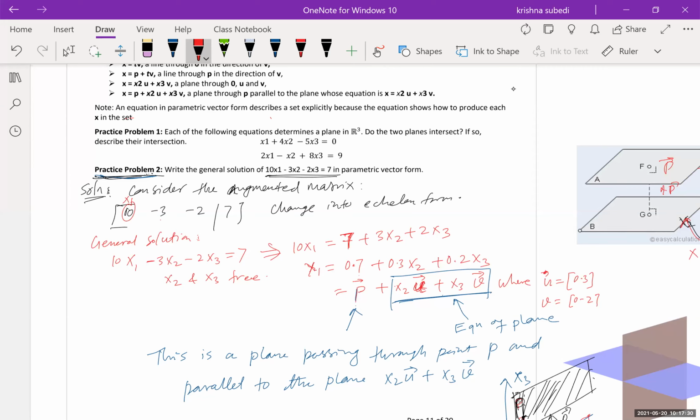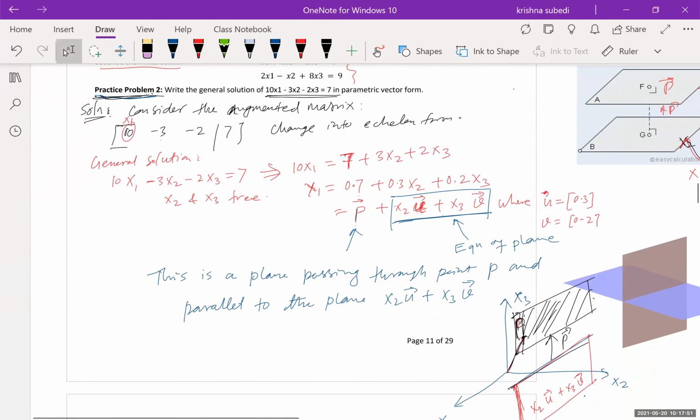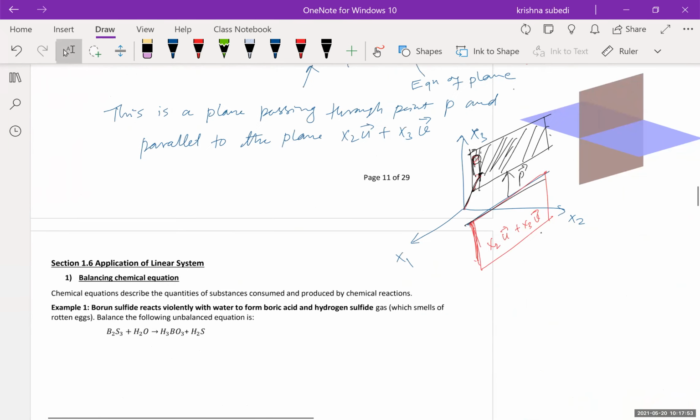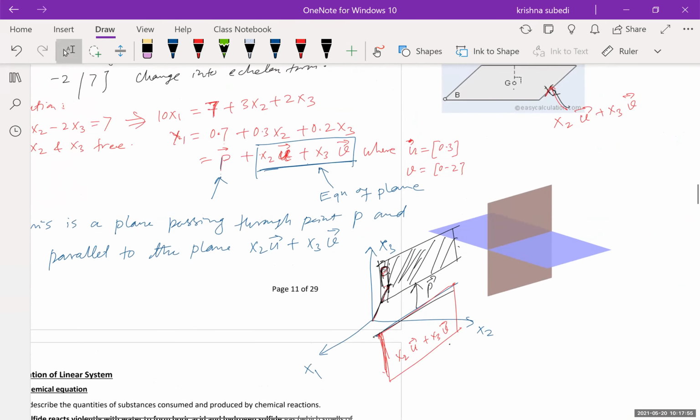So practice problem number 1. Each of the following equations determines a plane in R3. Do the two planes intersect? So what does that mean? Does the system have a solution? If so, describe their intersection. Let me copy that question. I need more space here.